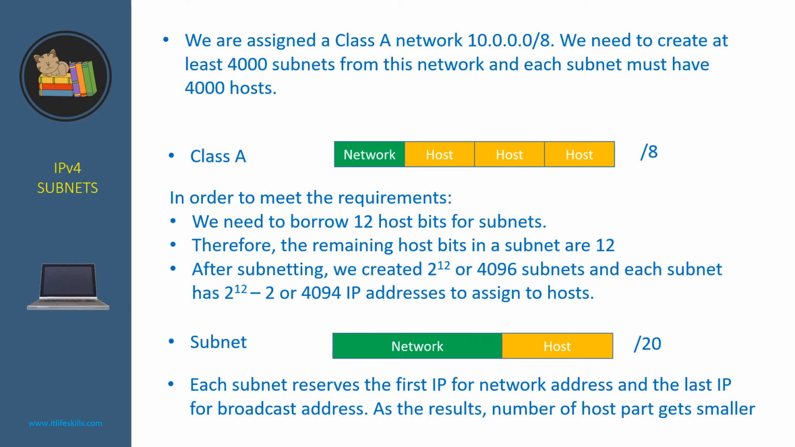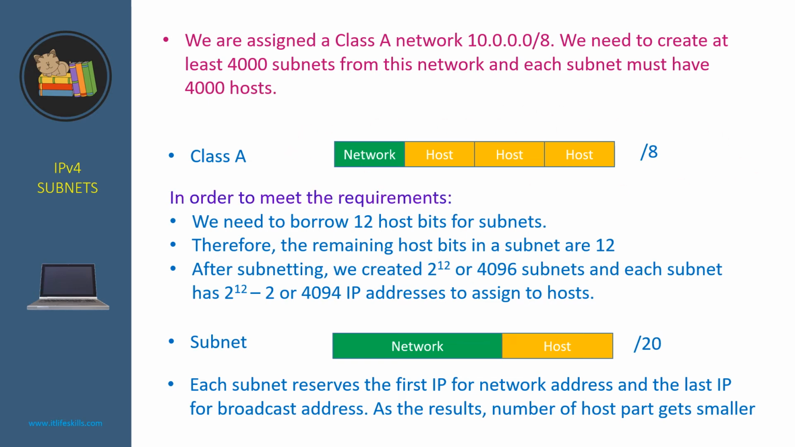So how do we subnet? Let's take a look at this example. We are assigned a class A network 10.0.0.0/8. We need to create at least 4,000 subnets from this network, and each subnet must have 4,000 hosts. And here is the network.